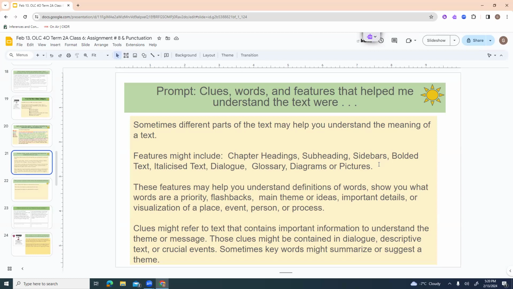Clues might refer to text that contains important information to understand the theme or message of the novel. These clues might be contained in dialogue or descriptive text or crucial events. And sometimes keywords might summarize or suggest a theme. For example, sometimes the chapter title in a fiction novel might give you an idea what the theme is going to be about. Or some novels have a little quote at the top of a chapter that's also trying to get you to think about the ideas in that chapter.